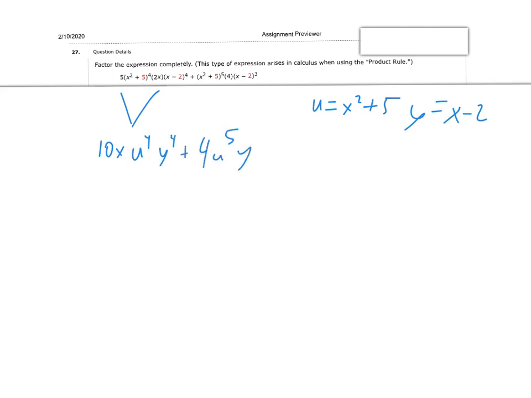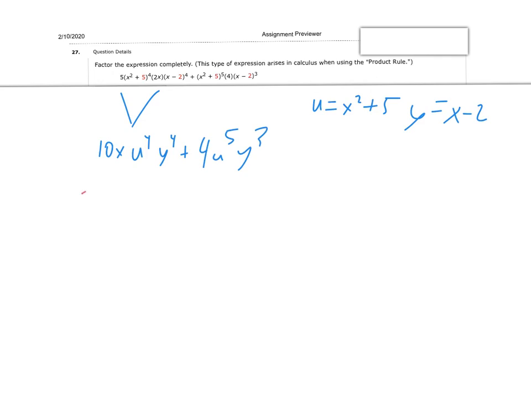All right, next up here, we got to do some factoring. I'm going to use the u substitution. I'm going to let u equal x squared plus 5. And I'll use another one like y for x minus 2. But I'm going to rewrite this. I'm going to combine these pieces and call it 10x times u to the 4th and then y to the 4th plus 4 times u to the 5th, y to the 3rd.